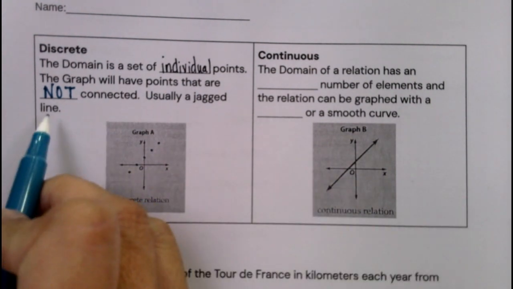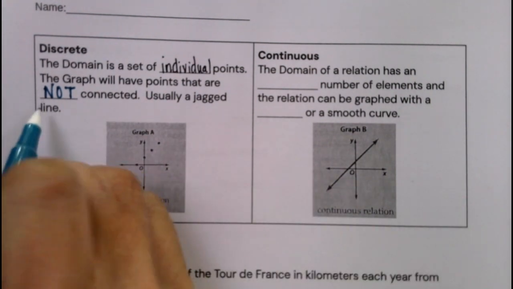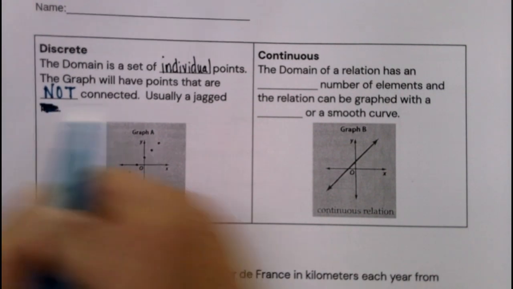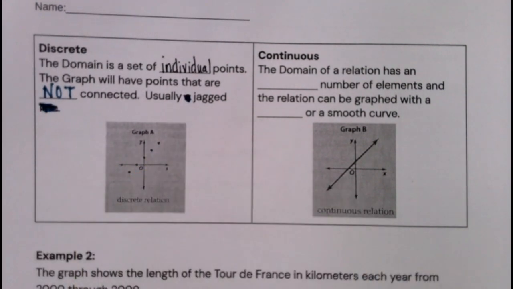And then where it says line, cross out the word line and cross out the word A, because without the word line, then it just says usually a jagged, which is kind of weird. So they do not have to form a line. The dots don't have to form a line, okay? It can be random dots in different places. But they cannot be connected.